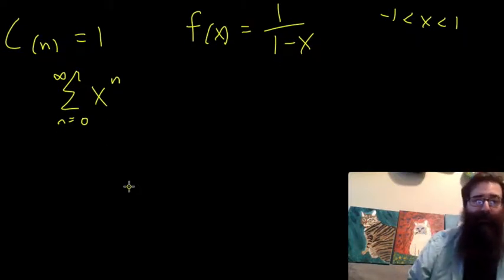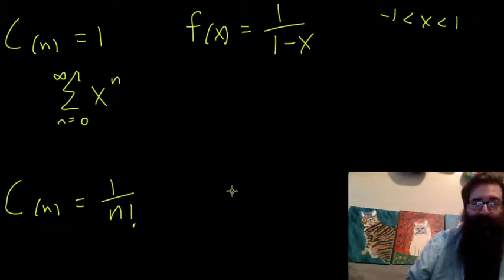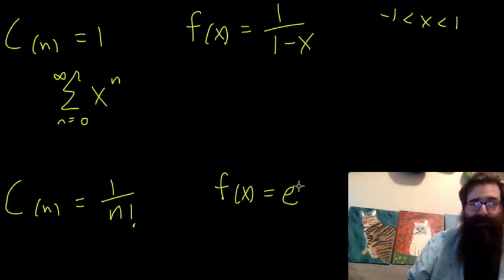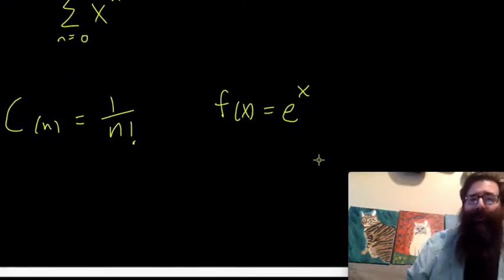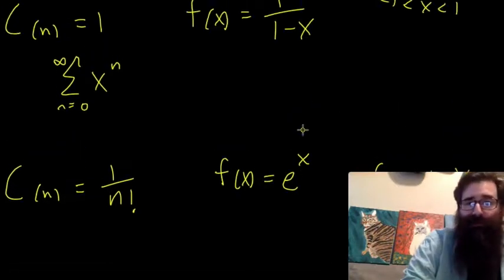You can probably think of a bunch, but I'm just going to talk about one more very common one, is that if c of n is this 1 over n factorial, then we get everyone's favorite function out. We get the exponential function base e to the x. And this is true for all x. So there's actually no restriction that needs to be made on this one, as opposed to this previous one.